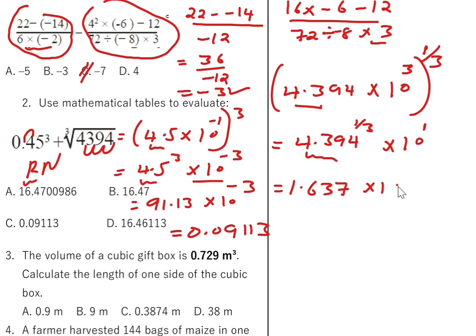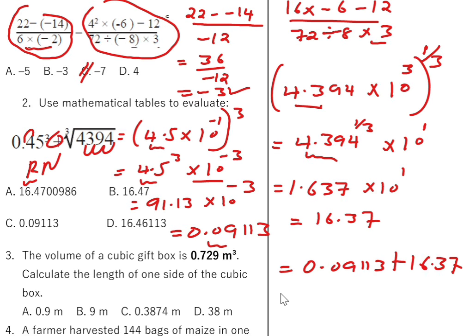So times 10 raised to power 1. So when you simplify this, it will be 16.37. Remember, you are adding these two. So it will be 0.09113 plus 16.37. So if we add these two, you'll see the answer is 16.46113. Therefore, looking at the options, you can see the correct option is D. So that is the answer to number 2.